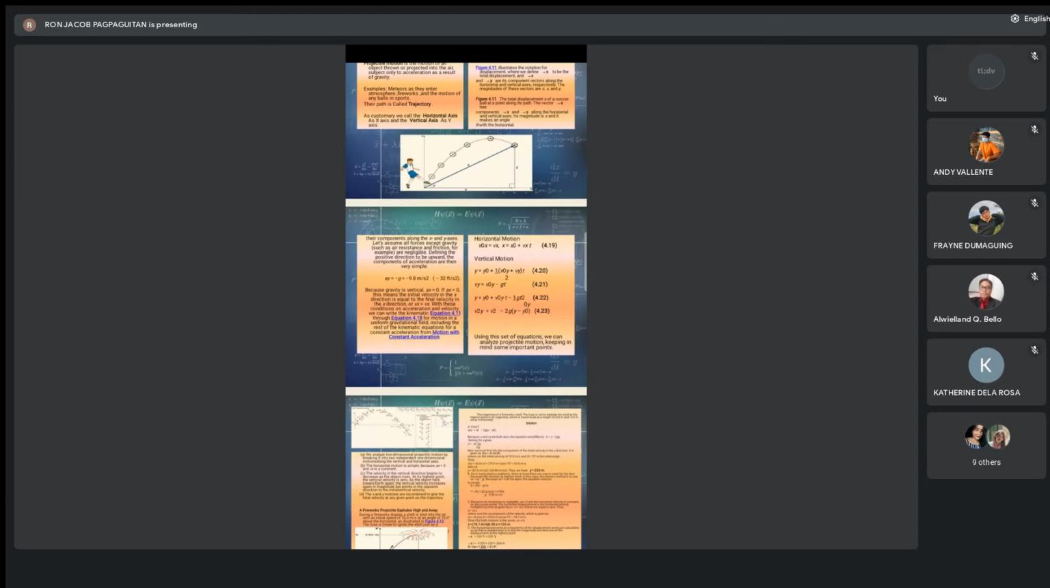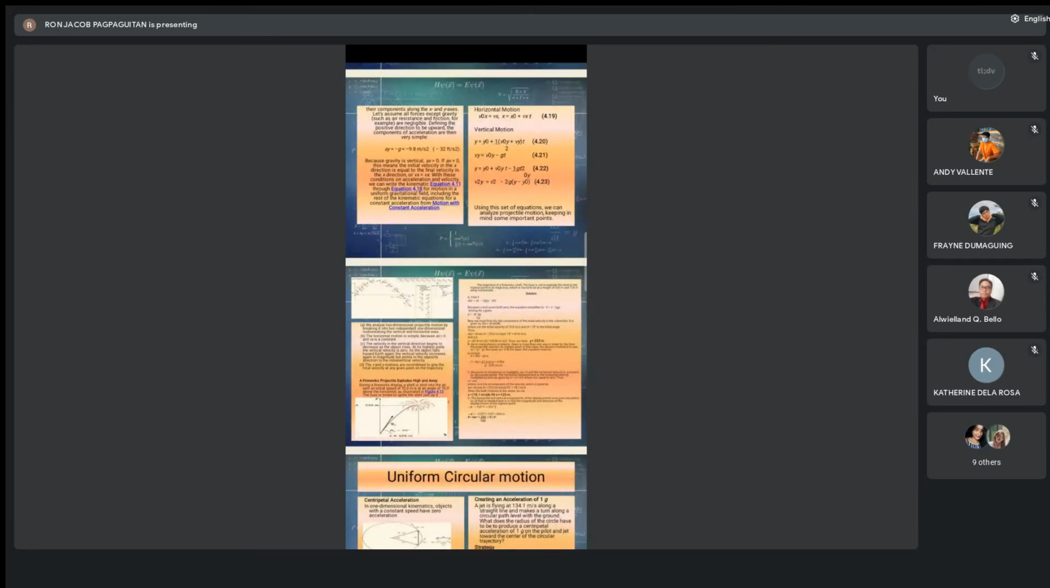Defining the positive direction to be upward, the components of acceleration are then very simple. A subscript Y equals negative g. Basically, the value of g is negative 9.8 meters per second squared, or negative 32 feet per second squared. So, muna siya ang value. Because gravity is vertical, A subscript X equals zero. If A subscript X equals zero, this means the initial velocity in the X direction is equal to the final velocity in the X direction, or V subscript X equals V subscript 0X.